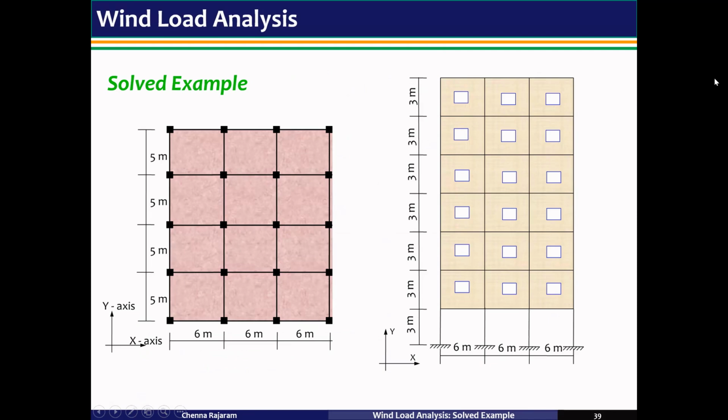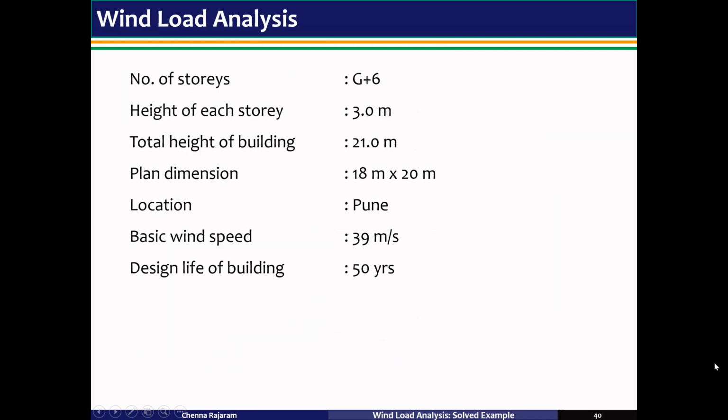Let us take an example to calculate the wind forces. So here is a plan and elevation, with the bay width along x direction as 6 meters and along y direction 5 meters. The height of each story is 3 meters. The number of stories is G plus 6, and the total height of the building is 21 meters. The plan dimension is 18 meters by 20 meters and the building is located in Pune. The basic wind speed for Pune is 39 meter per second and the design life of the building is 50 years.